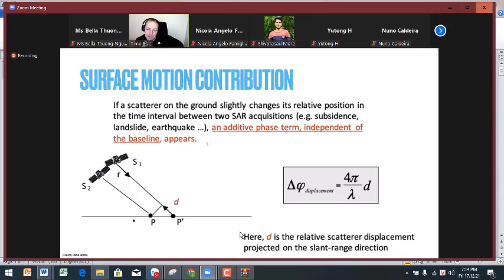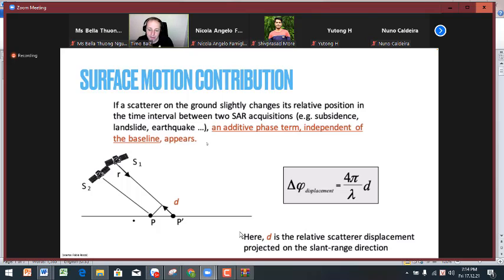Alright, now we have a phase contribution that is not caused by the height, by the topography. It's caused by taking both images at the same time.